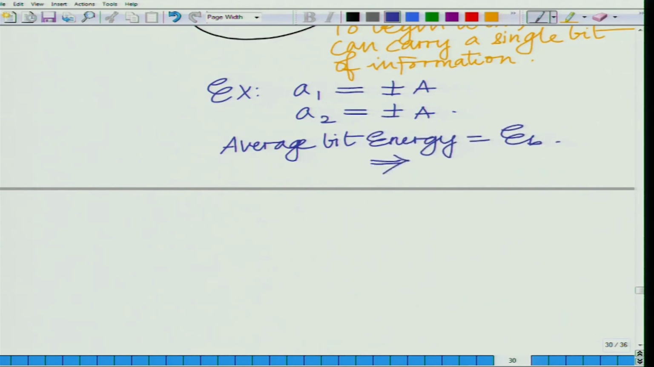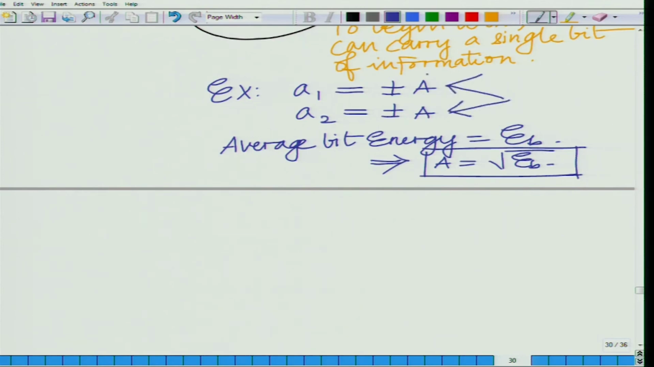This implies A equals square root of EB, so that one can ensure average bit energy. So, this is plus or minus square root of EB. Okay. And therefore, now each carries one bit of information: A1 carries one bit of information, A2 carries one bit of information.